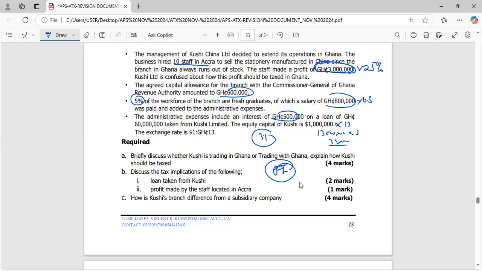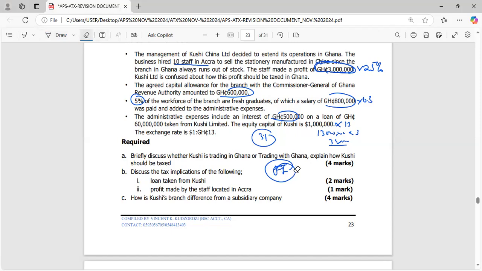So in that case, Kushi Limited will be taxed as a resident company. They are allowed to withhold tax on payments that they made. They are allowed to prepare their returns and file their returns. So at the end, you can conclude and say that the branch is located in Kumasi. In that case, they'll be taxed at the rate of what? 18.75%. So don't just write the concluding part. Explain the two terms, trading in Ghana and trading with Ghana, before you give your conclusion, so that I can give you full marks.